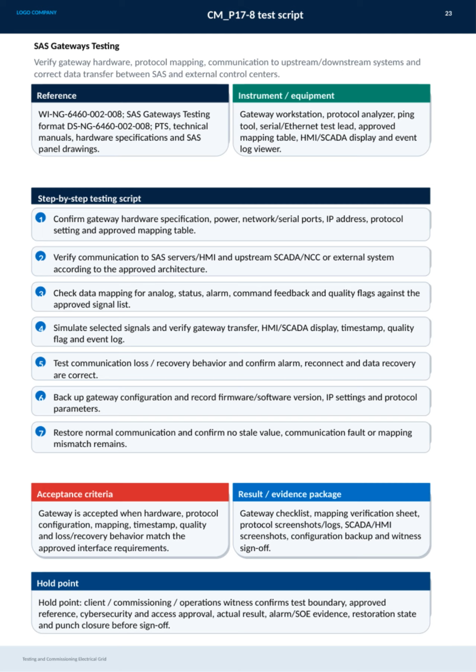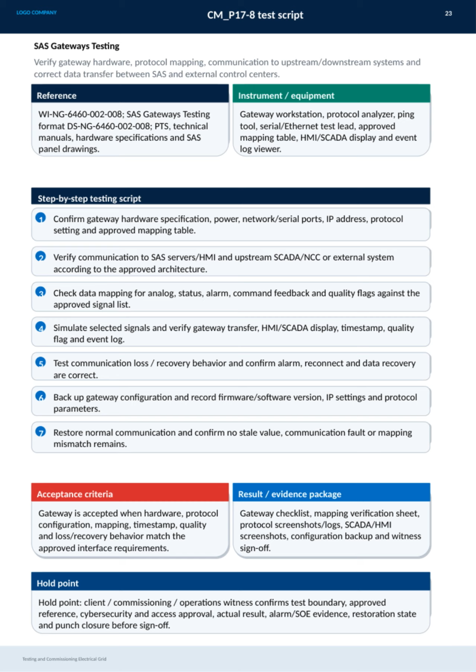The acceptance criteria require that hardware, protocol configuration, mapping, timestamps, quality, and loss/recovery behaviors strictly meet the approved interface requirements. The result and evidence package includes all relevant documentation such as the gateway checklist, mapping verification sheets, protocol screenshots and logs, SCADA/HMI screenshots, configuration backups, and the witness sign-off.